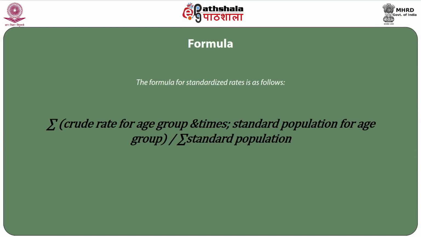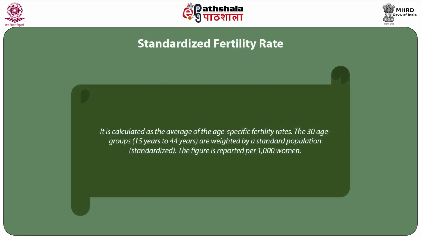Let's look at the formula. The formula for standardized rates is as follows: sigma of the crude rate for age group times the standard population for the age group, divided by sigma of the standard population. Standardized fertility rates are usually calculated as the average of age-specific fertility rates. The 30 age groups, that is the usual reproductive age group of 15 to 44 years, which is the reproductive lifespan, are weighted by a standard population that is standardized. The figure is reported per 1000 women.